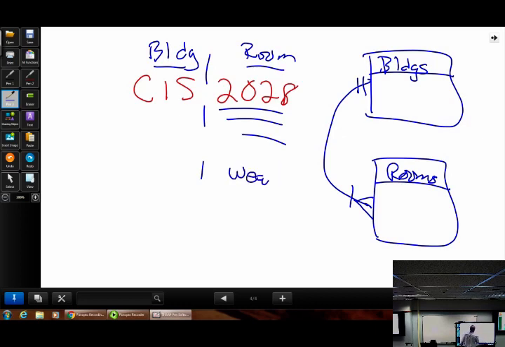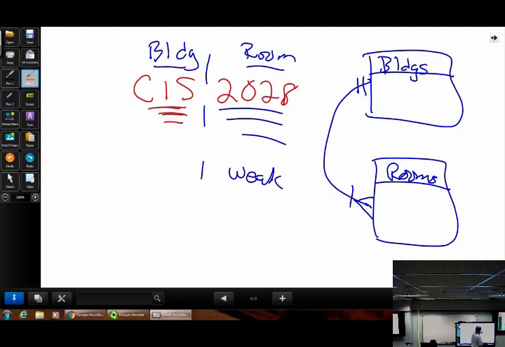It's weak because in order to uniquely identify a room on campus, I have to know what building it's in. So the combination of building and room uniquely identifies the exact room that I'm talking about. Even though these two things are in different tables, I have a table of buildings. Here they all are. And each building has a unique code. Our code for this building is CIS. That's a primary key for this building.